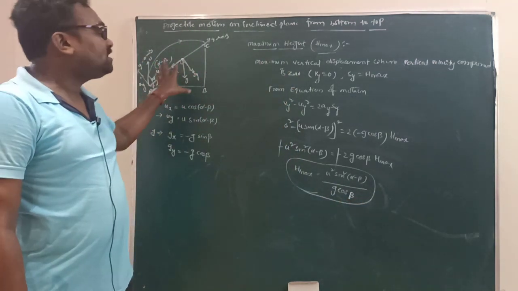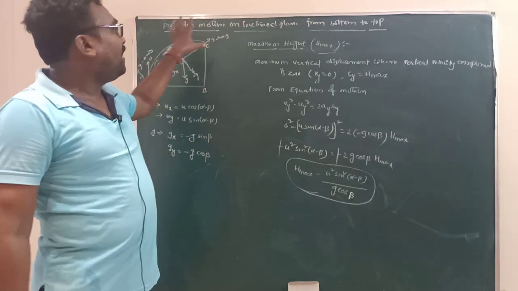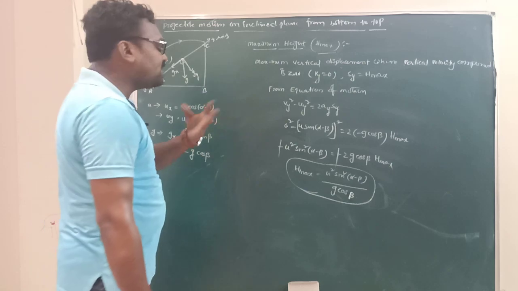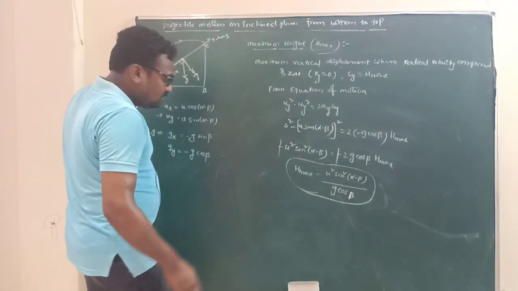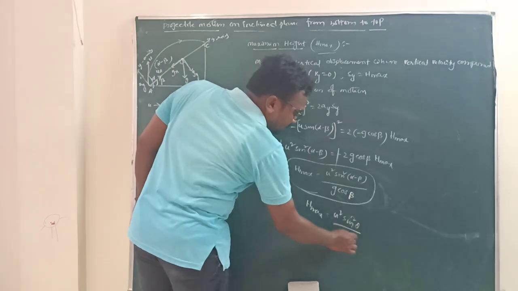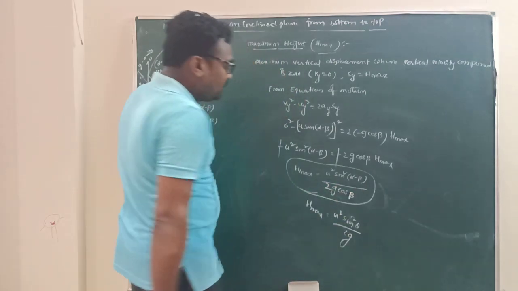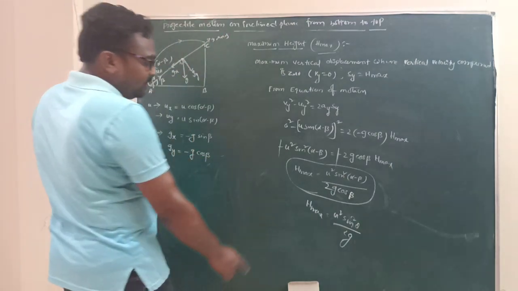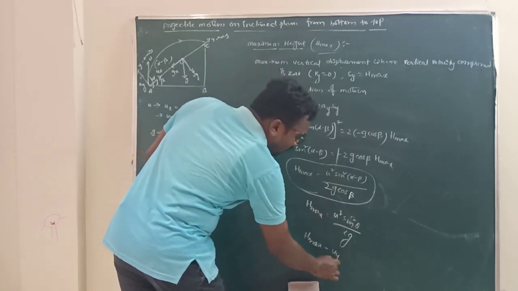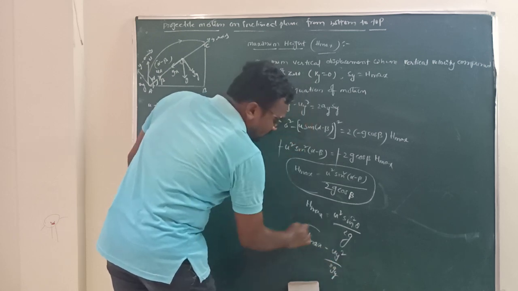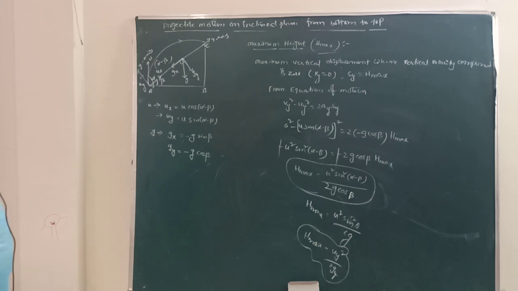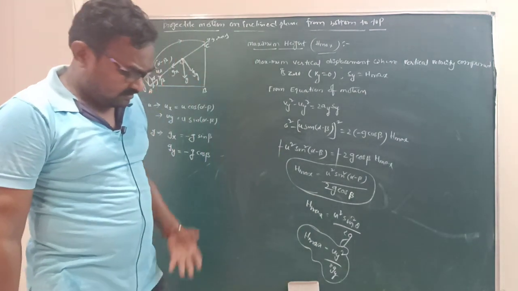This is the maximum height of the projectile on an inclined plane from bottom to top. This is also similar to the normal case of projection. In the normal case, h maximum is equal to u square sin square theta by 2g. So u square sin square theta by 2g comes, and this is also similar to h maximum is equal to uy square by 2gy. This is the h maximum. Okay, right.